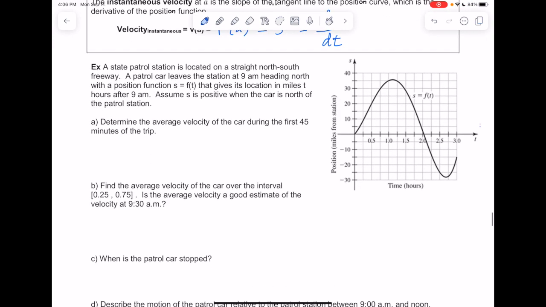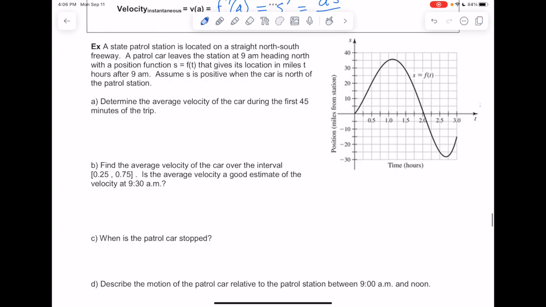All right, let's go ahead and try and apply that to an example. A state patrol station is located on a straight north-south freeway, and a patrol car leaves the station at 9 a.m. heading north with a position function s equals f of t that gives its location in miles t hours after 9 a.m. Assume s is positive when the car is north of the patrol station. And then we have a graph showing us what was happening with this patrol car. And they want us to determine the average velocity of the car during the first 45 minutes of the trip.